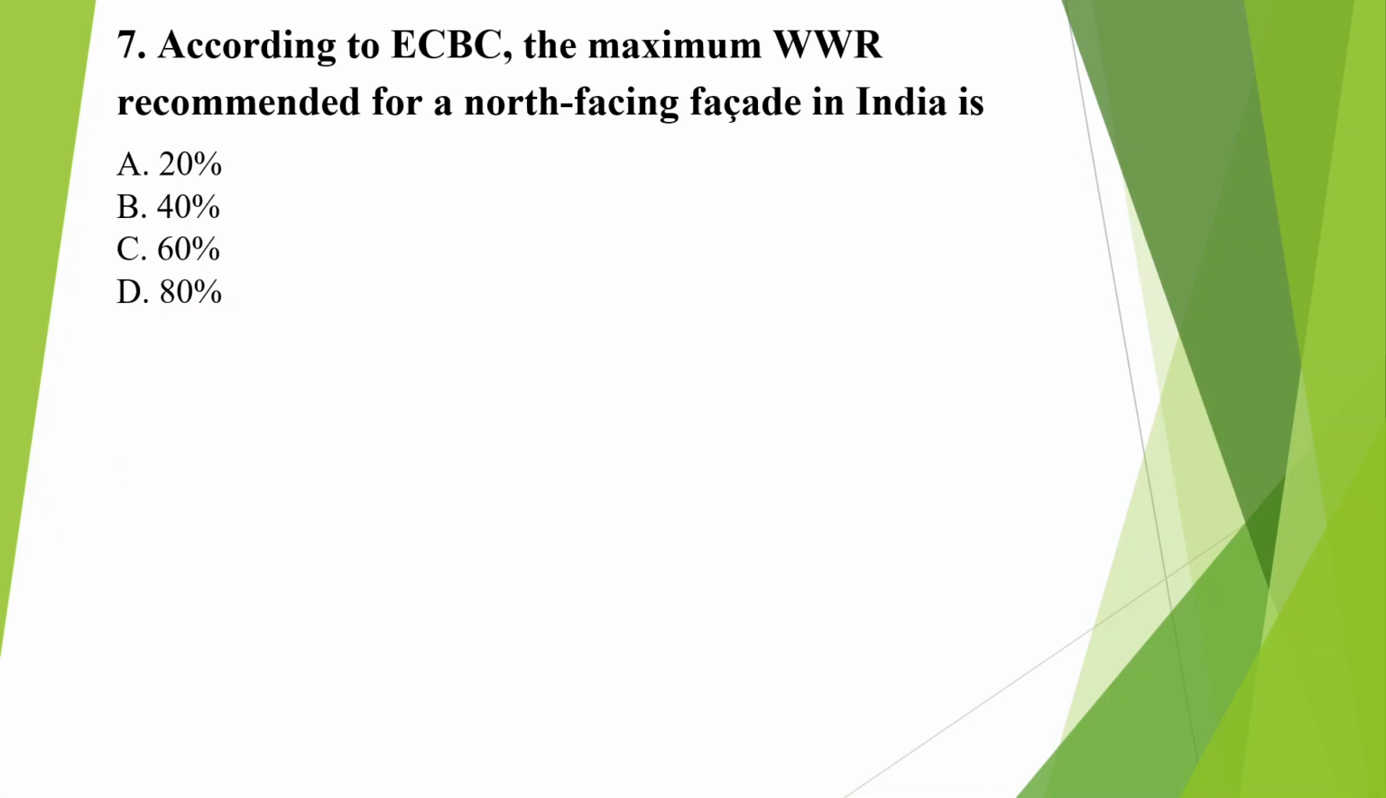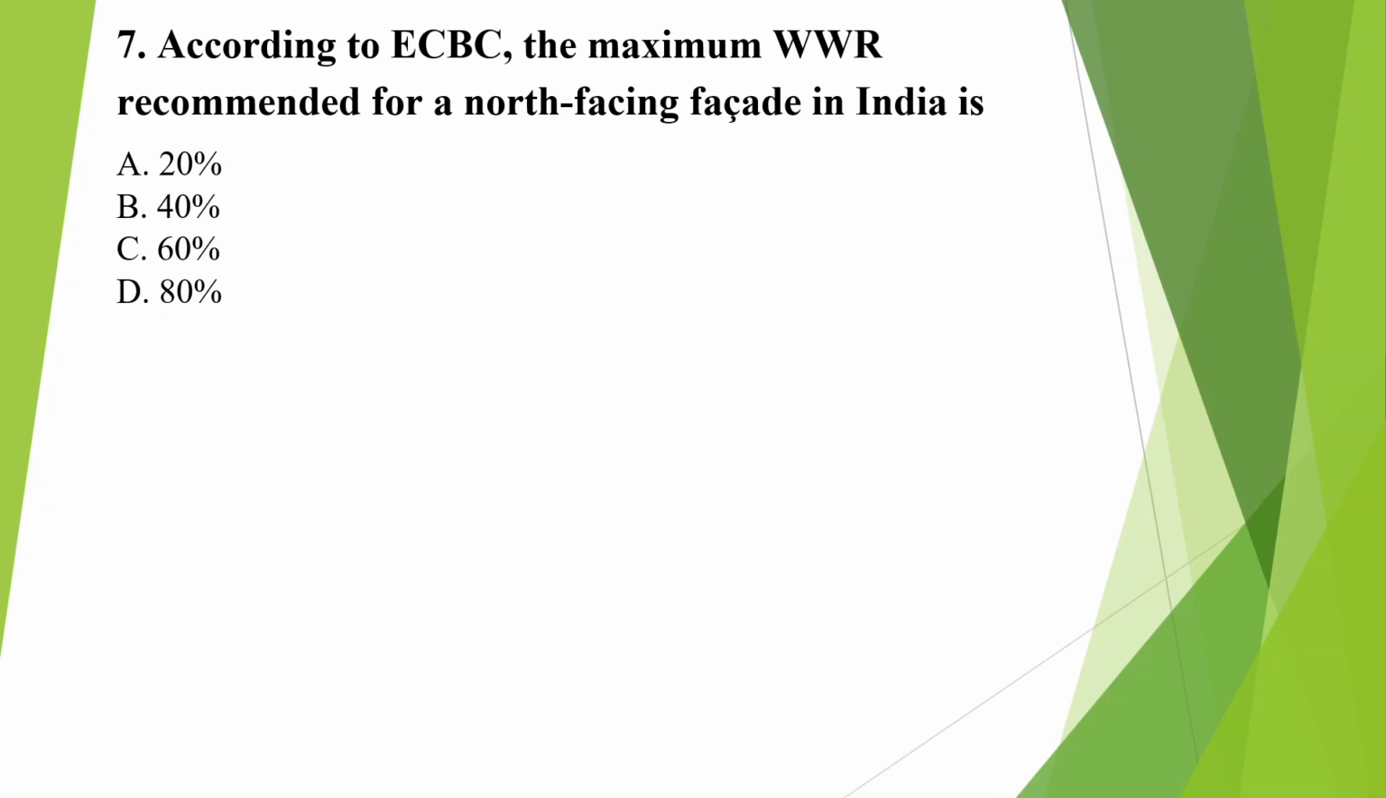Here is the seventh question that has been displayed in front of you all. Try to give your answers for question number 7. According to the ECBC code, or building design criteria, the maximum WWR recommended for a north facing facade in India is how much? Whether it is 20%, 40%, 60% or the last, 80%.